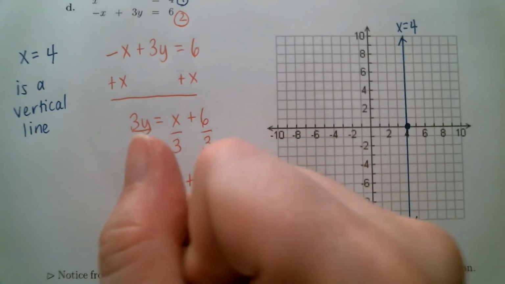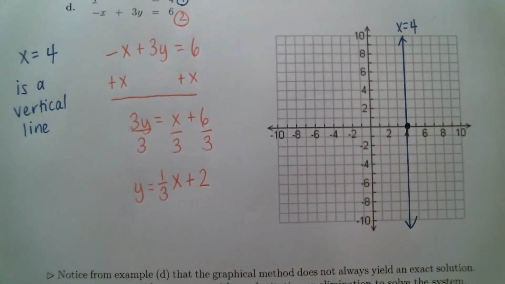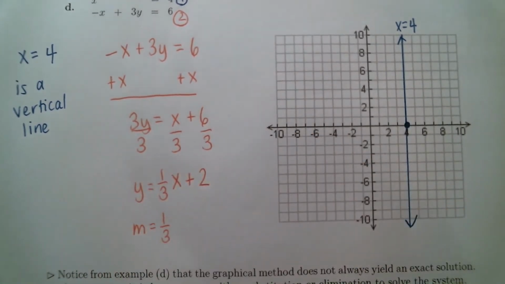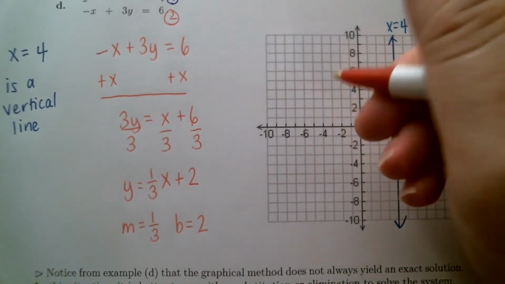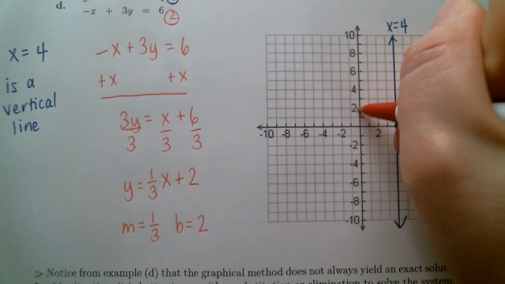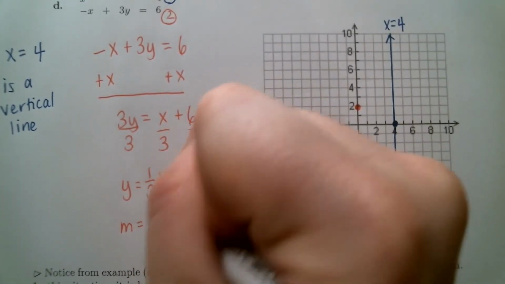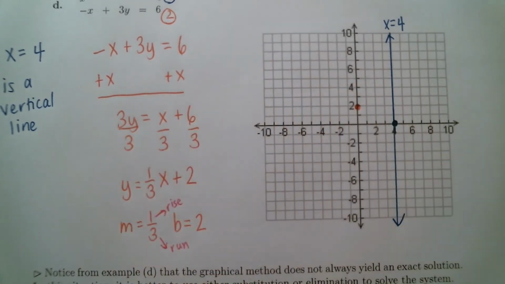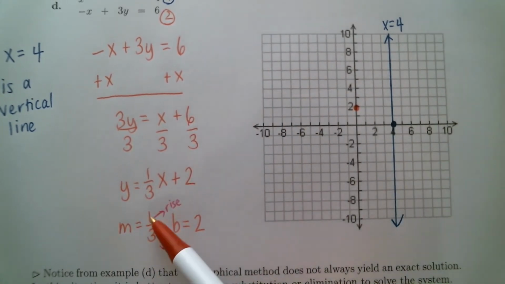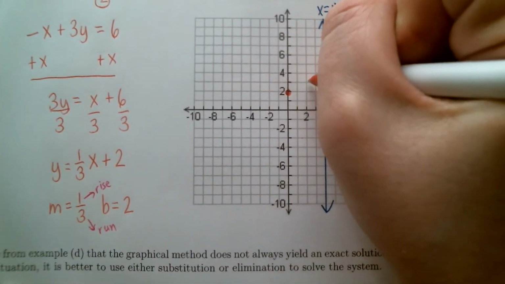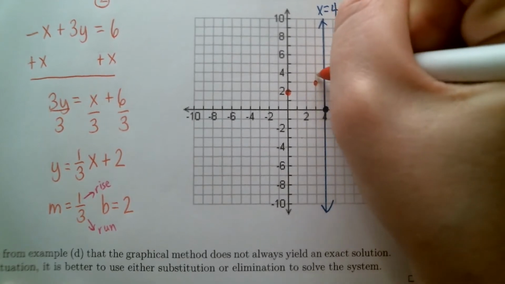For this line, now that it's in y equals mx plus b form, we can identify the slope and the y-intercept. The slope is the number in front of x, so it's 1/3, and the y-intercept is 2. Let's plot it. We first put down our y-intercept of 2, and now we apply the slope of 1/3. The top number is your rise, the bottom number is your run. They're both positive, so we go up 1, right 3, and keep repeating that process.